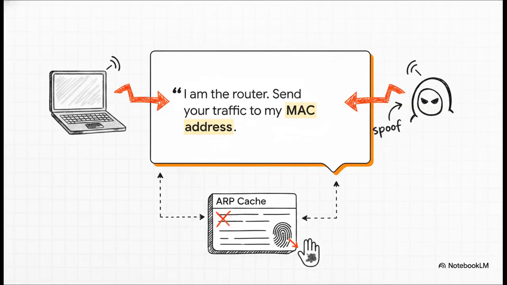The attacker basically steps right in and announces to your computer, "Hey there, I am the router, send your traffic to my MAC address." And because your computer doesn't have a security bouncer at the door to verify if that claim is actually true, it just trusts the forged reply. It eagerly updates its ARP cache with the hacker's fingerprint. So in a matter of milliseconds, your traffic is quietly rerouted.